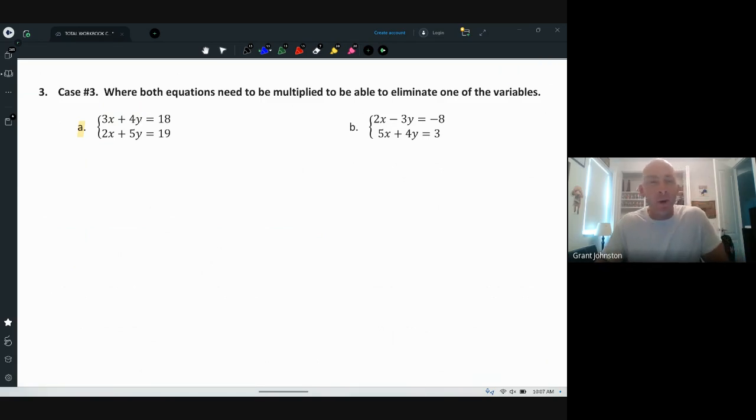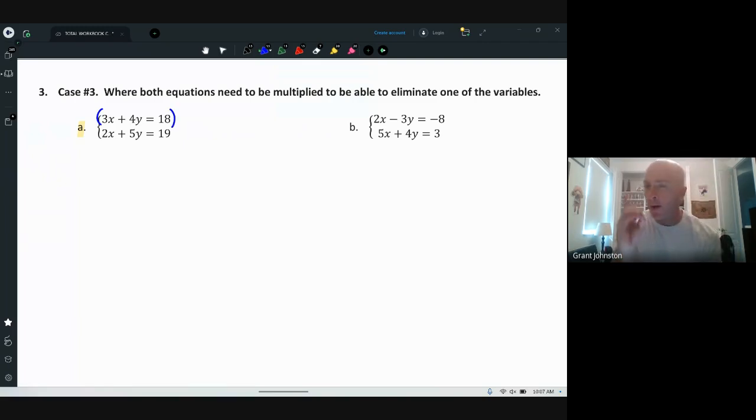Since 3 and 2 are smaller numbers, I'm going to work with those instead of the 4 and 5. So I think, what's a common multiple of 3 and 2? What comes to mind is 6. If I can get one of them to a positive 6 and the other one to a negative 6, then I can use elimination. So that's my goal.